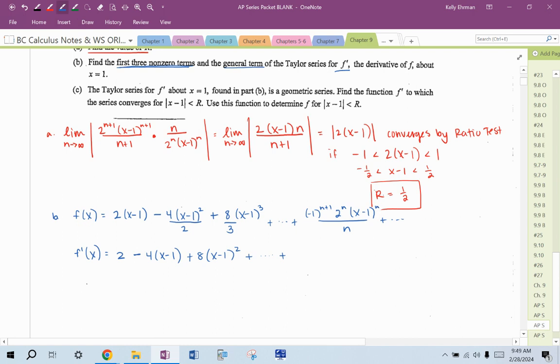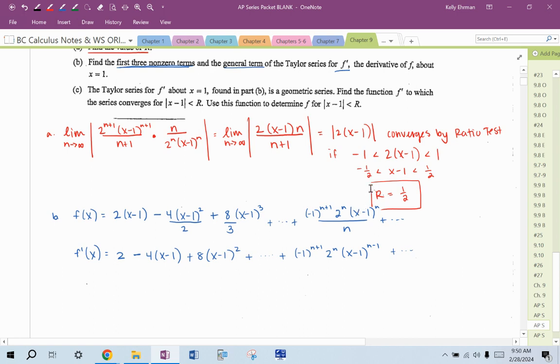So when you pull the n down, the n's are going to cancel. You'll still have this negative 1 to the n plus 1. You'll still have 2 to the n. You'll have x minus 1 to the n minus 1, and there won't be an n in the denominator to cancel. Now remember, for the AP exam, you don't have to simplify these terms, so you could still have made this 4 times 2 over 2 times x minus 1, or you could have left the n over n there.